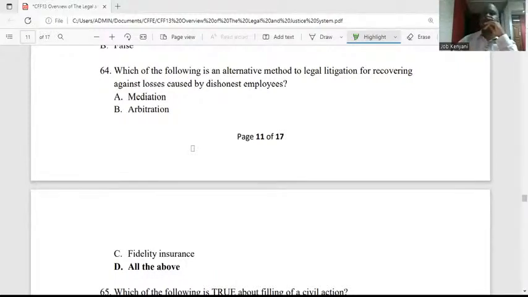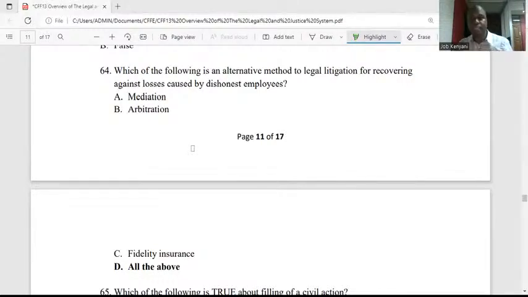So fidelity insurance is, for example, in this case, where you insure or get an insurance cover for recovery of all the losses caused by the employees of the company. Maybe it could be theft of items, or theft of inventory, or theft of money. So you can get an insurance cover for such losses that have occurred in the company, just to cover for any loss occurring as a result of the employees of the company.